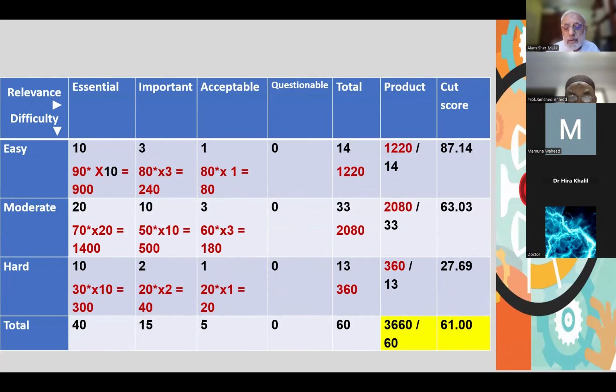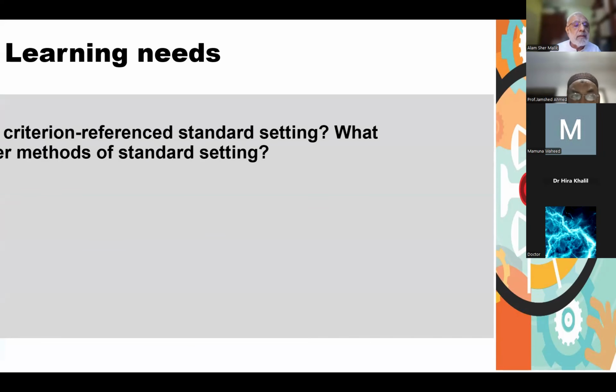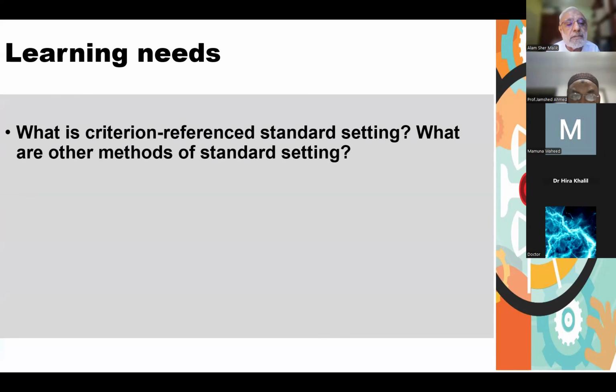Okay, now don't worry, we will be discussing this in a bit of detail, because at this stage our aim is to identify what we need to learn more. So if I summarize the learning needs, the first thing is we use the term criterion referenced standard setting. What does that mean? What are other methods of standard setting? That's number one learning need.